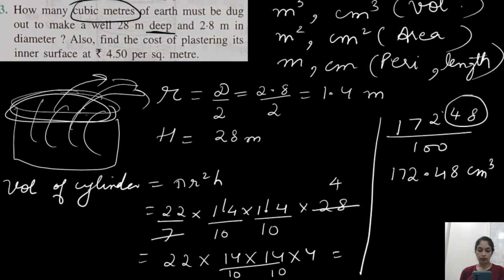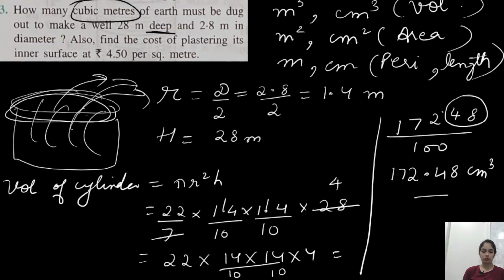Nikita, Navya, Aditya, Suchitra? Yes, correct. So the answer is 172.48 centimeter cube. This is the first part of the question. Does anyone have any doubt? Okay Tarun, Rakshit, Yashaswini, Harry, Mohan. Okay, no doubt. So let's do the next part of the question.